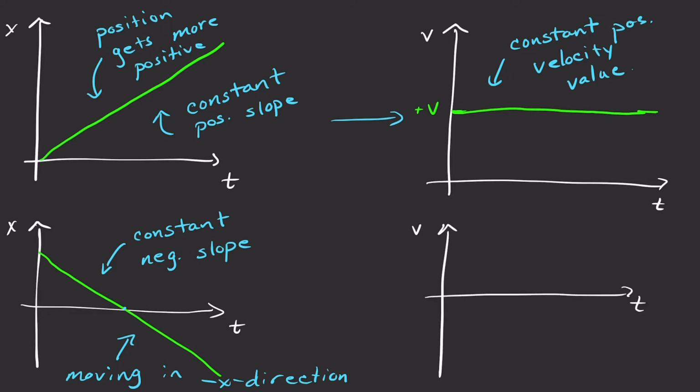Okay, if we plot velocity versus time, well, again, this is a negative slope, so that means our velocity has to be negative, and it's negative everywhere and it's not changing, so that means our velocity should be negative everywhere and its value should not change. Okay, so this is a constant negative velocity value.